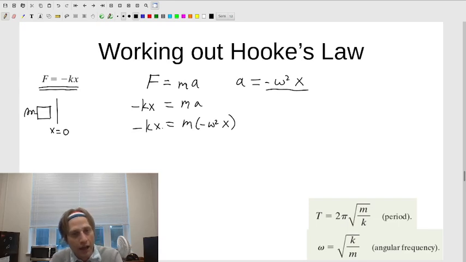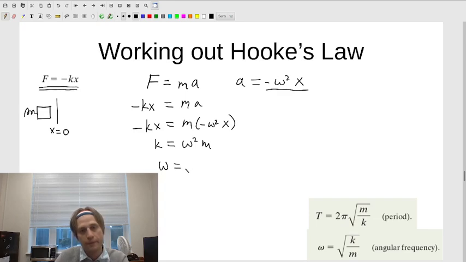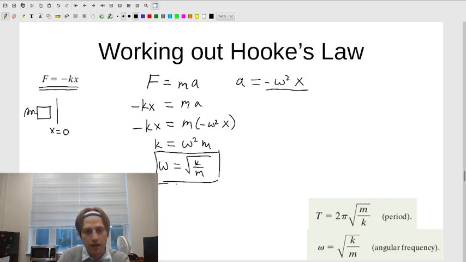Okay, but now I have x on both sides. x is varying in time, but it's the same on both sides. So I can just say that k equals omega squared times m, or omega equals square root of k over m. Now this is a very nice result because it allows me to immediately make predictions about how the period varies with the stiffness of the spring and the mass that we put on its end.